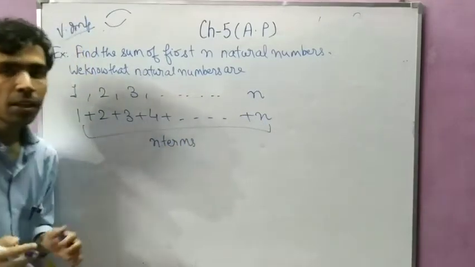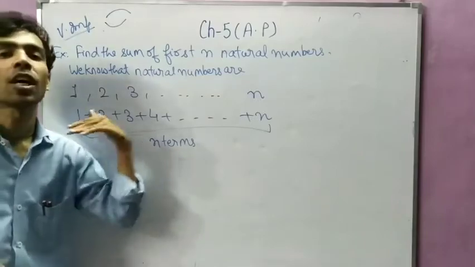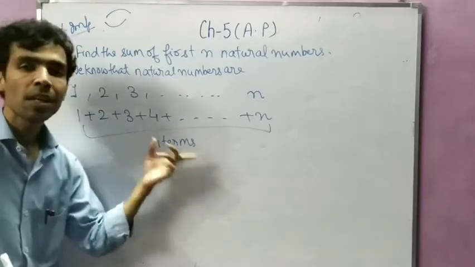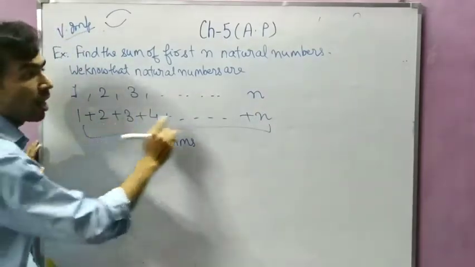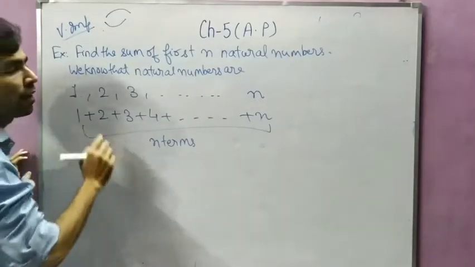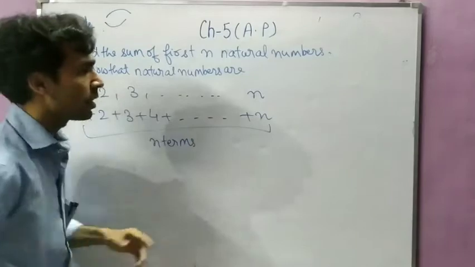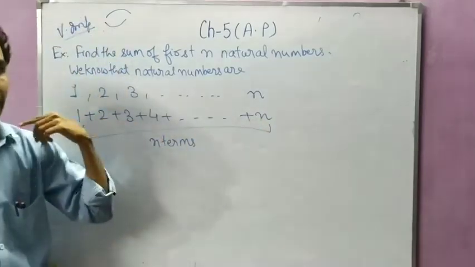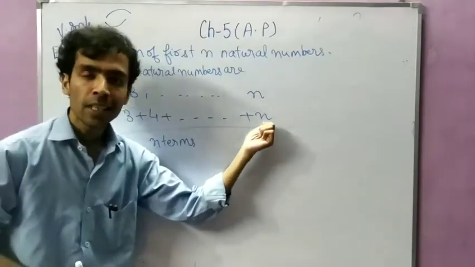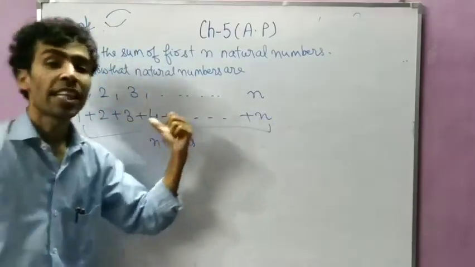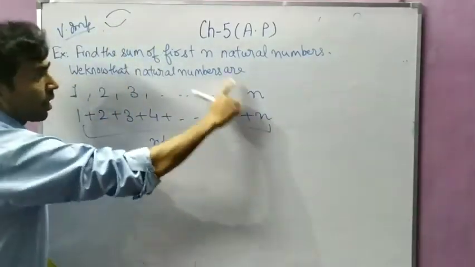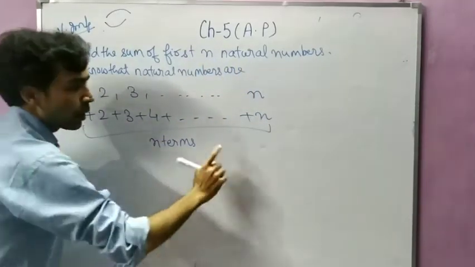Suppose n equal to 100, it means we have to find the sum of first 100 natural numbers. So 1, 2, 3, 4, 5 up to 100. So how many terms will be there? 100. But here, how many terms are there? N. So we have to find the sum of first n natural numbers. N can be anything. If n is equal to 50, it can be understood as the sum of first 50 natural numbers. If n equals 80, it can be read as the sum of first 80 natural numbers. So the value of n can be anything, and since there are only n natural numbers, there will be n terms.